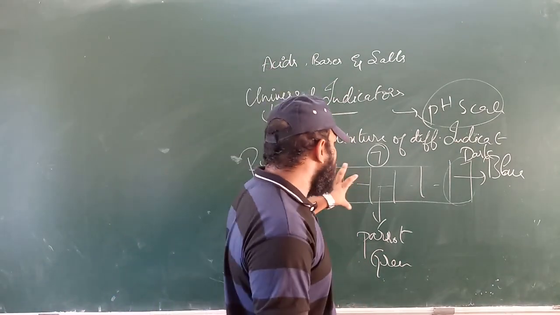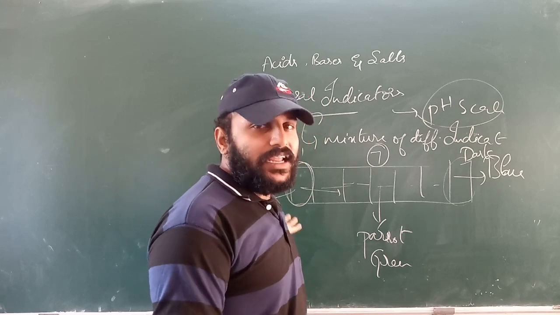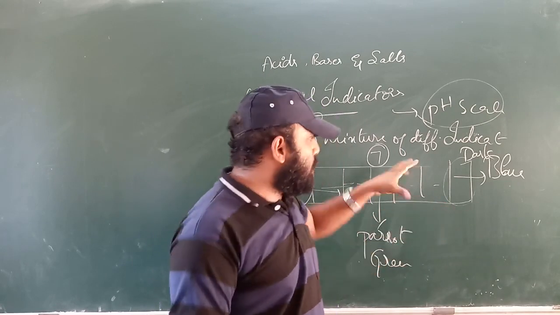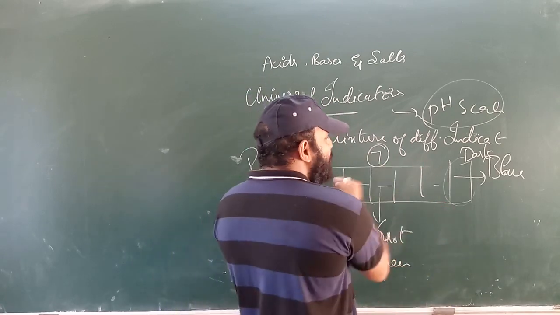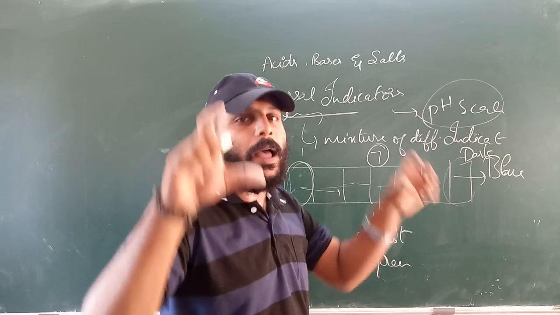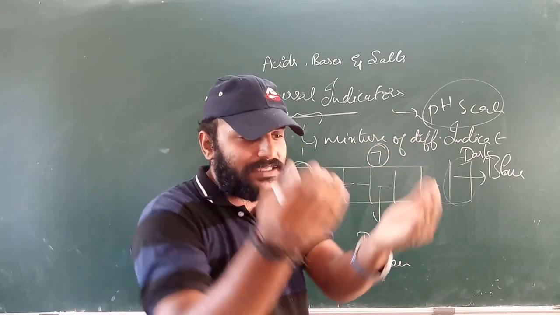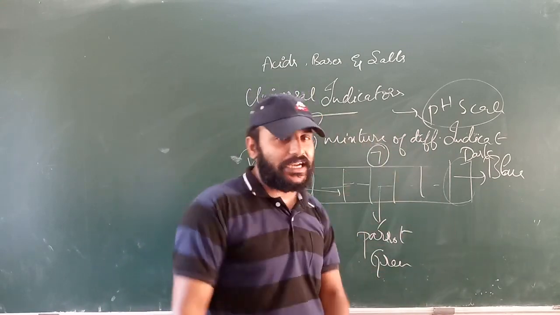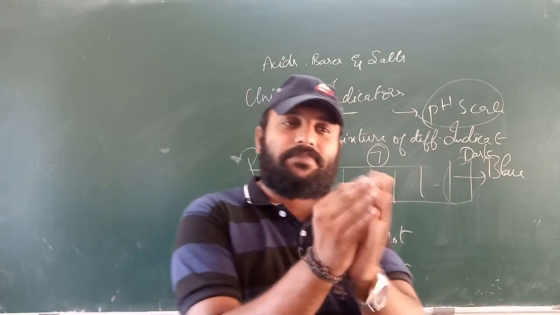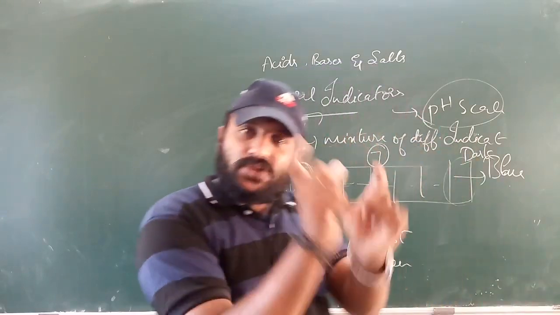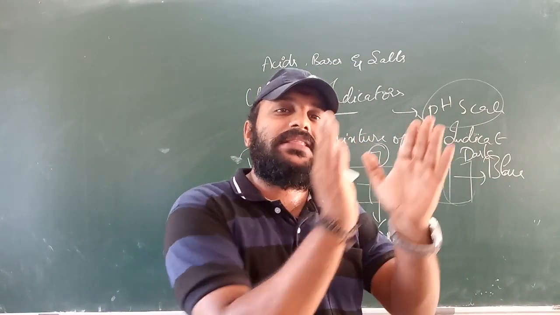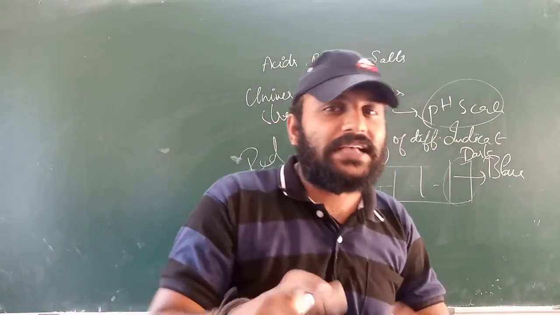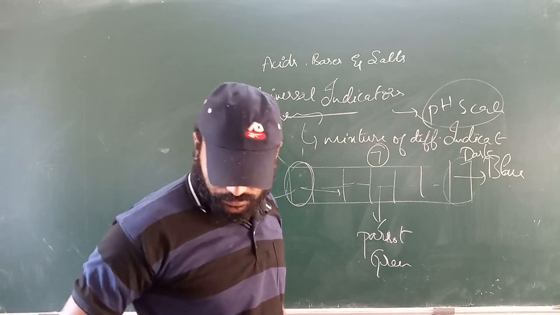If the concentration of hydronium ions is more, it will show more acidic nature, red color. If the concentration of hydroxide ions is more, it will show dark blue color. So there will be a different color in the universal indicator based on the strength of the acid or base present in the solution. Understood what is meant by universal indicator? Universal indicator is a mixture of different indicators based on the pH value. It shows not only whether the substance is acid or base, it also shows the strength of the acid and base. Understood?